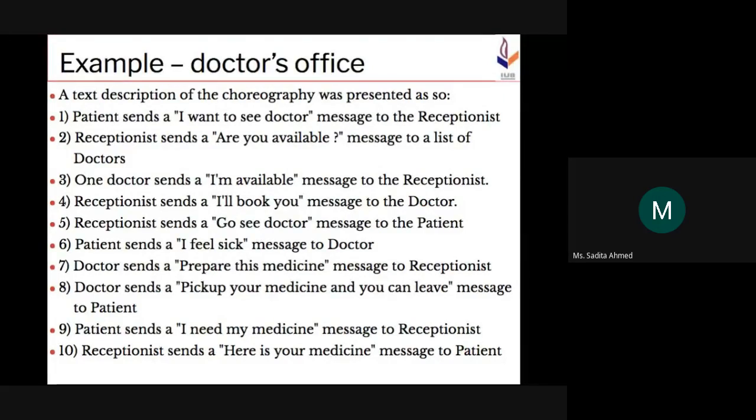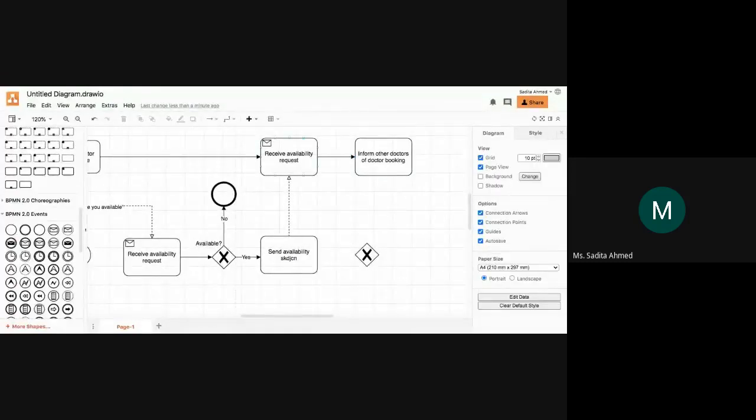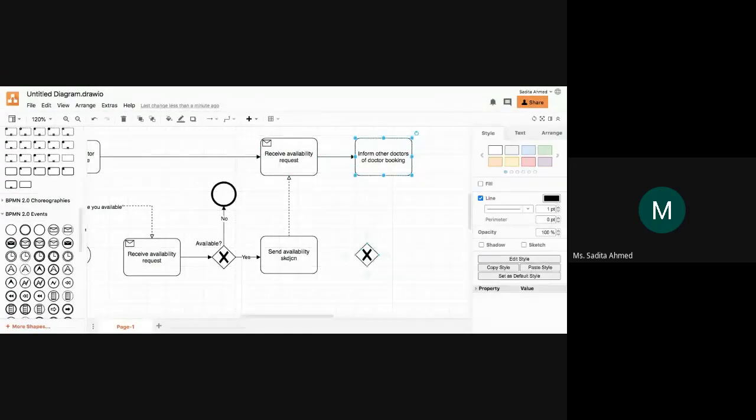If that's the case, you can ask and clarify whether you have to represent that or not. If not, you can just simply skip on those things. But if you want to represent the scenario that the receptionist also informs other doctors of the doctor booking, you can just use a task box there.